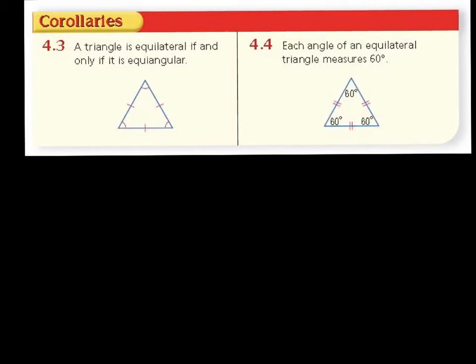Remember that a corollary is something that can easily be proved from a theorem. So corollary 4.3, a triangle is equilateral if and only if it is equiangular. So that can go both ways. If it's equiangular, we know that the sides are the same. And corollary 4.4, each angle of an equilateral triangle measures 60 degrees. So 180 divided by 3, 60.